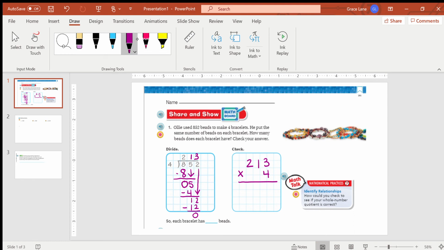Okay, take a minute, remember how to multiply. 3 times 4 is 12. So the 2 stays down here, carry the 1. 1 times 4 is 4. Add the 1 you carried, which is 5. 2 times 4 is 8. So I did get 852, so we know that our answer, 213, is correct. All right, we are going to go on to number 2, 3, and 4.